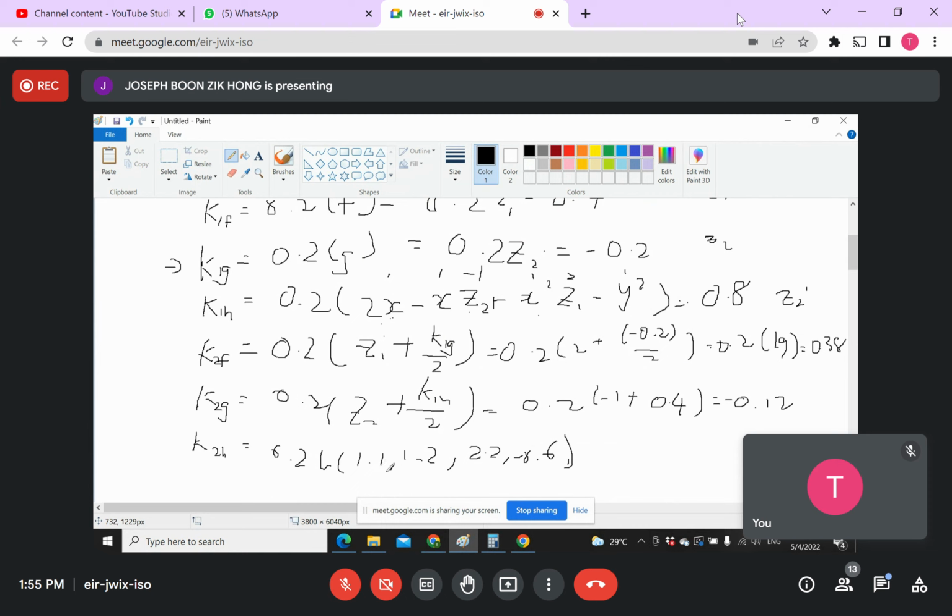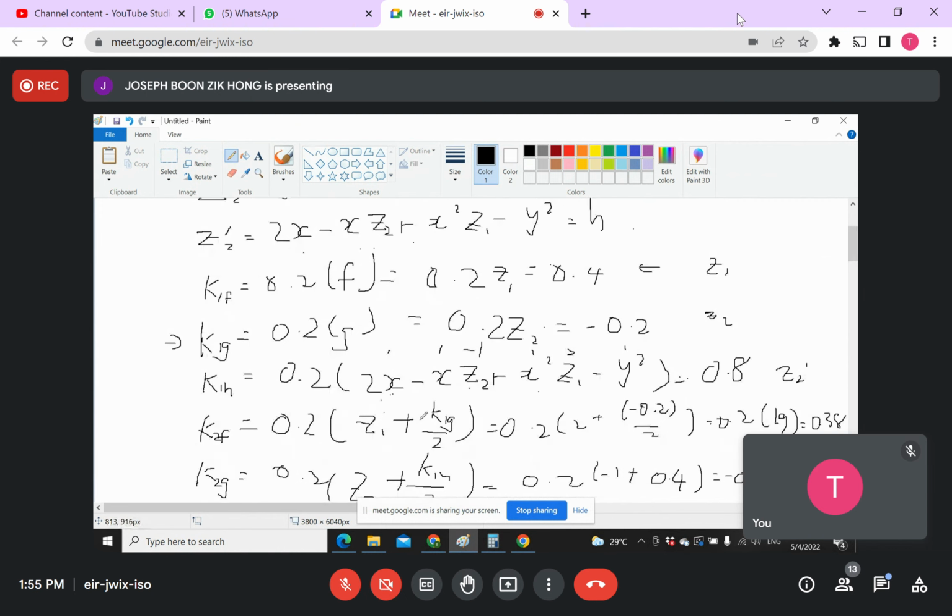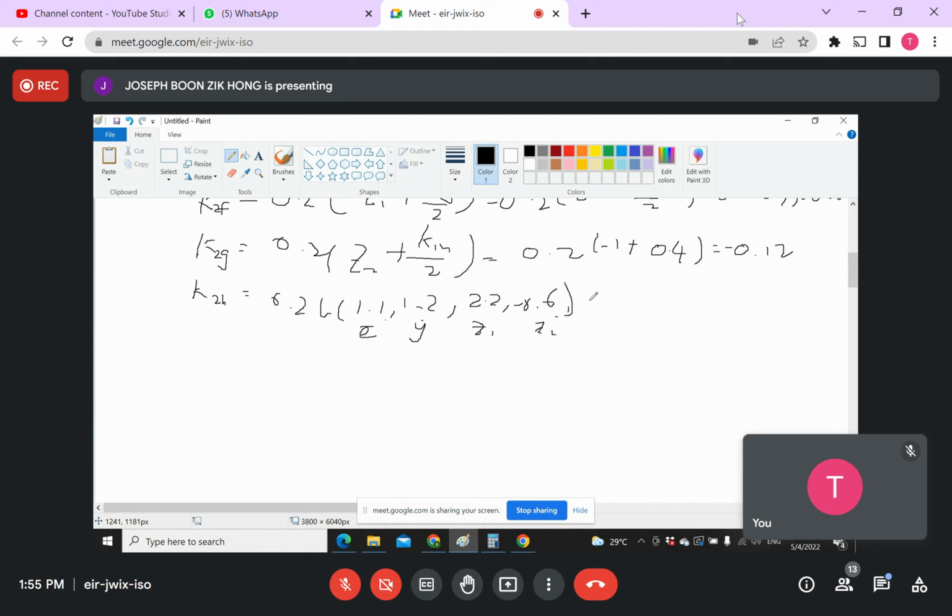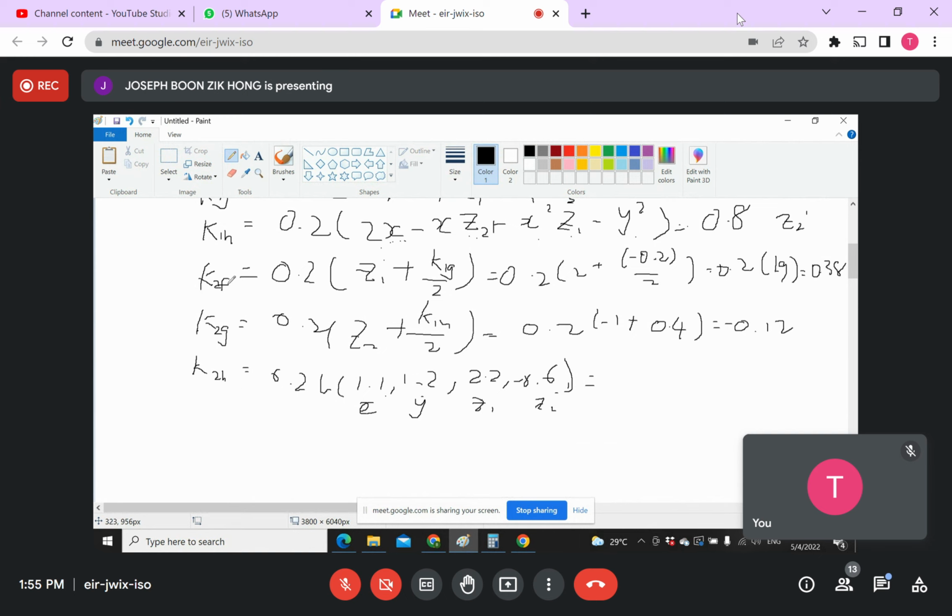So we use all these numbers. This one is X, this one is Y, this one is Z1, this one is Z2. We plug them into the formula, X, Z2, Z1 and Y, so you will get the new K2H. By a similar way, find K3F, K3G, and K3H, and then you will get the new answer.